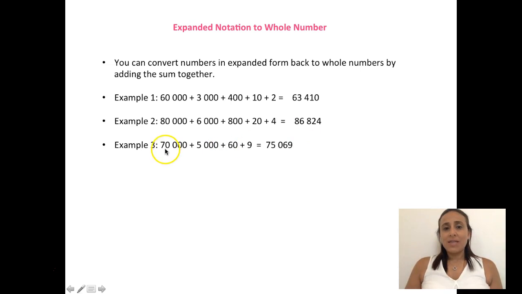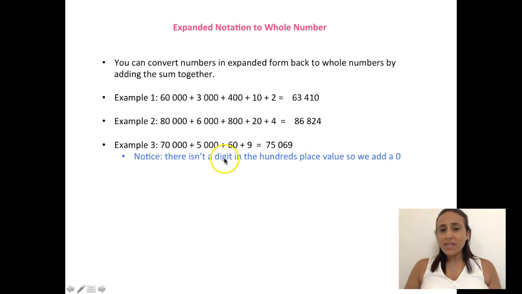Example number 3: 70,000 plus 5,000 plus 60 plus 9 equals 75,069. Let's notice here that there isn't a digit in the hundreds place value. So you've got the tens of thousands, you have the thousands. Oops, there's no hundreds here, it goes straight to the tens. So we've replaced the space that we've missed out where the hundreds would be with a 0, and then 69. If you don't do that, the number will be completely different.